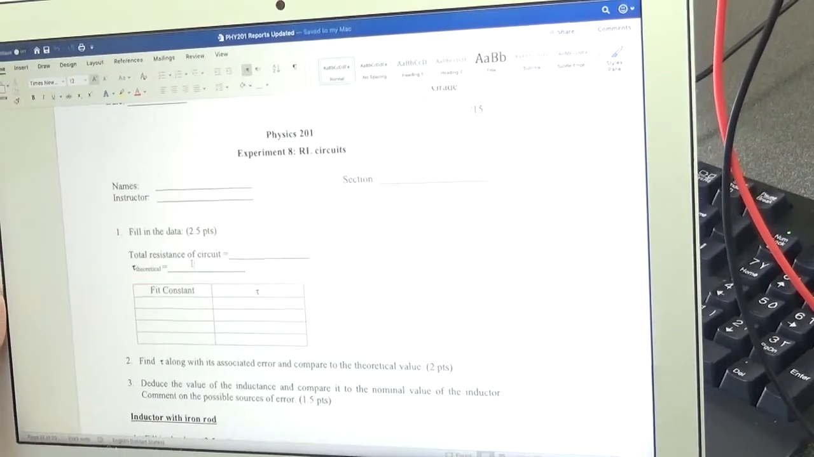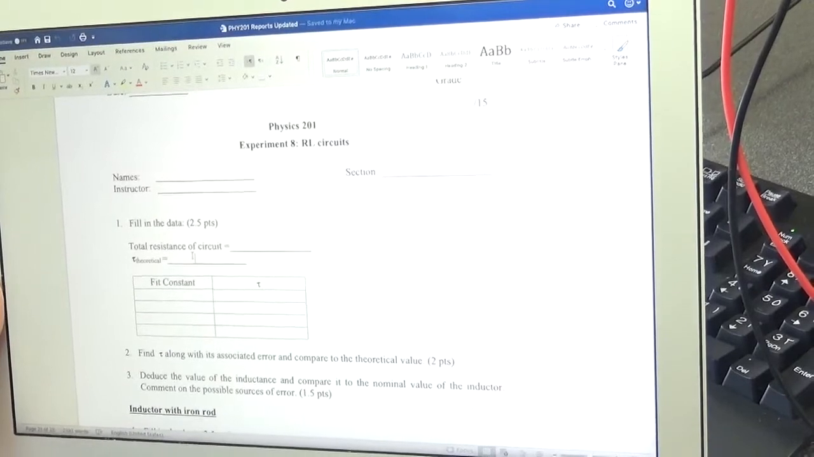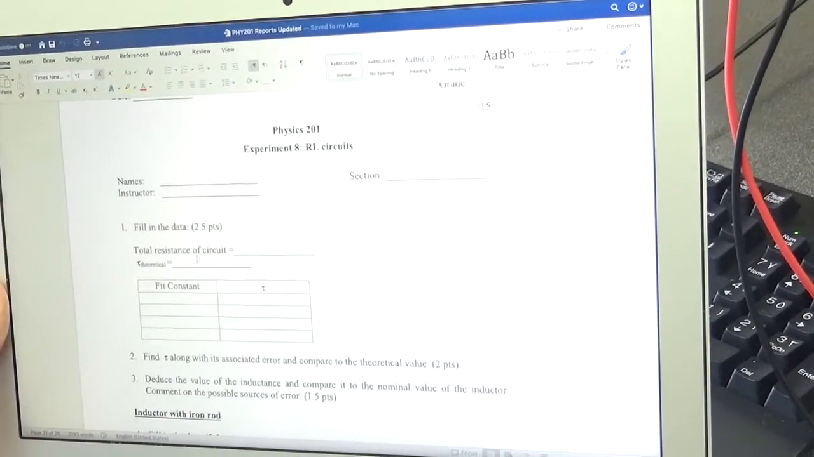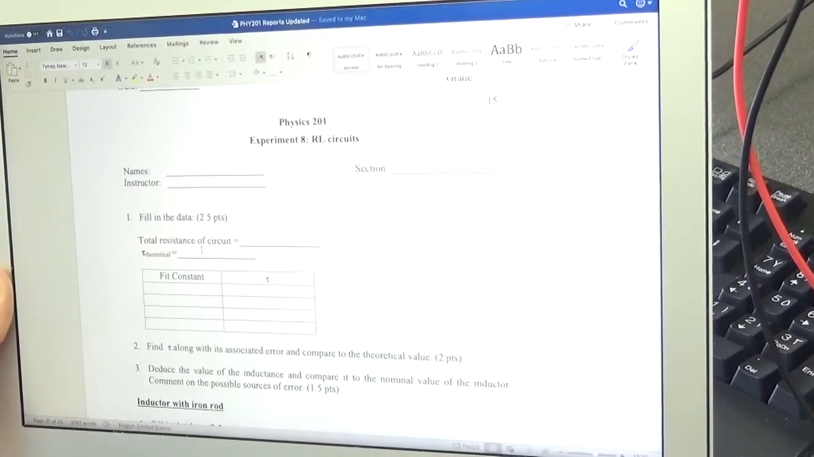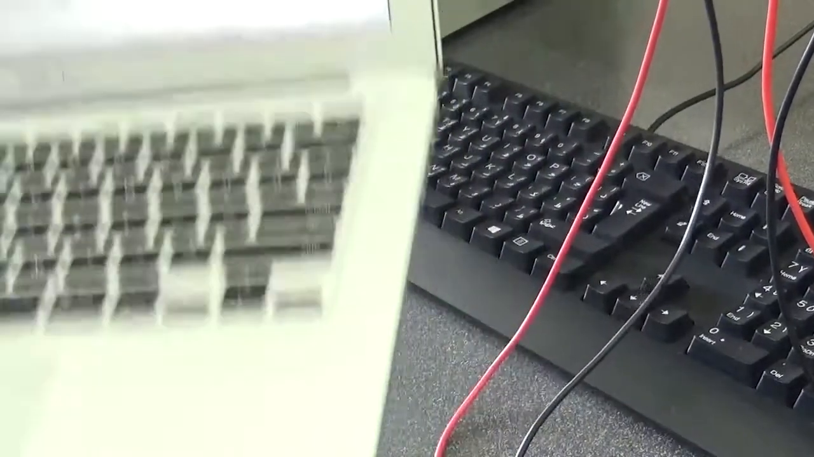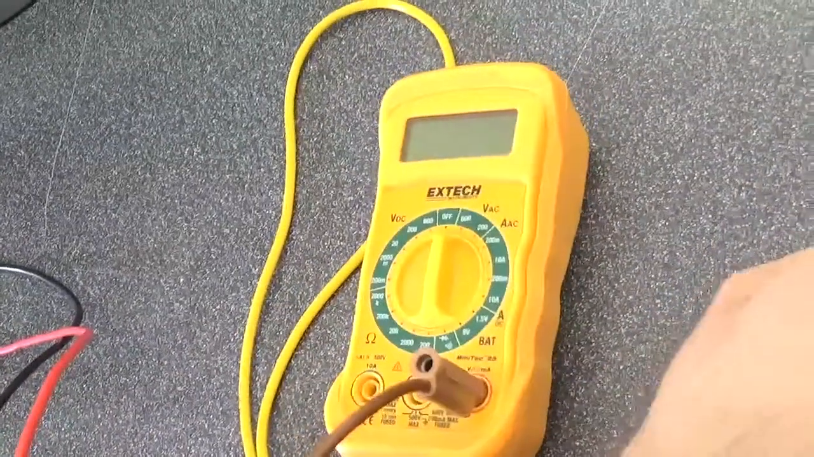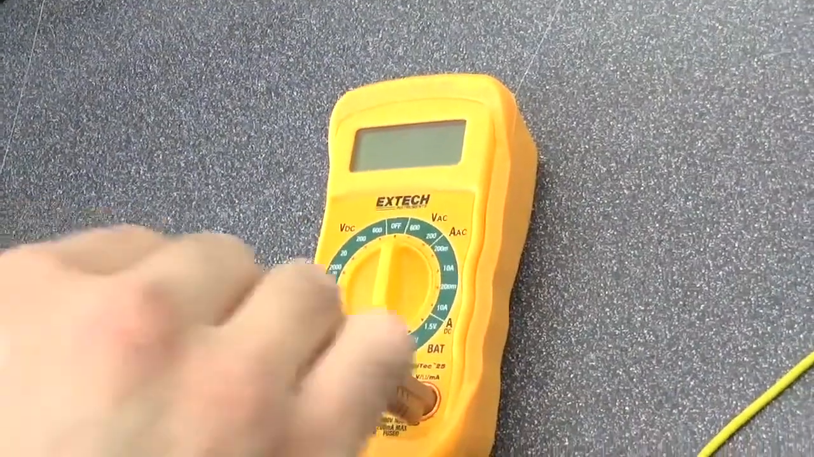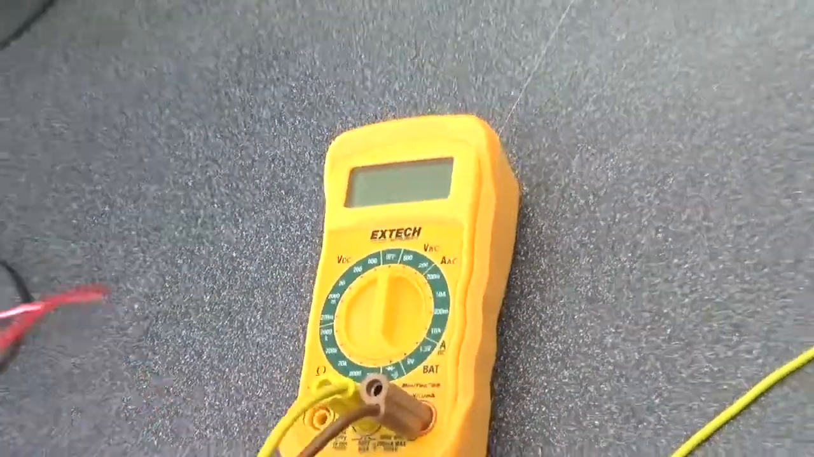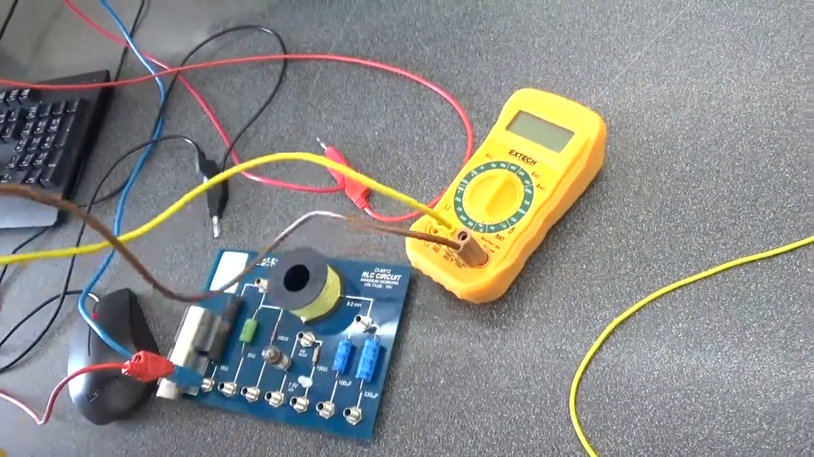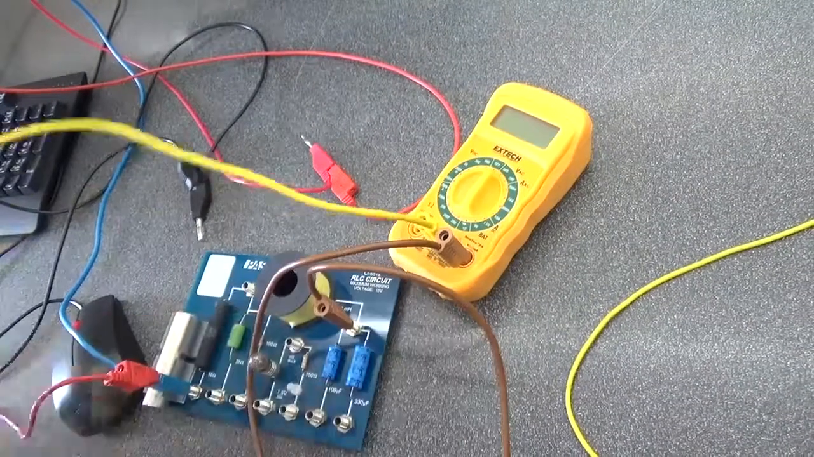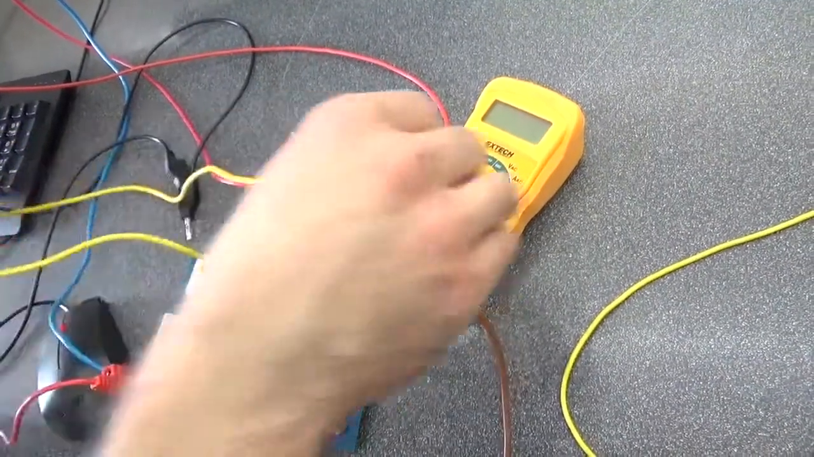However, what is R in that case? R is not going to be only the resistance of that resistor, but R is also going to take into account the resistance across the inductor. So the inductor has its own internal resistance that you want to determine. So you are going to bring that multimeter and connect that multimeter across the inductor in order to get the value for the resistance across the inductor, the internal resistance.